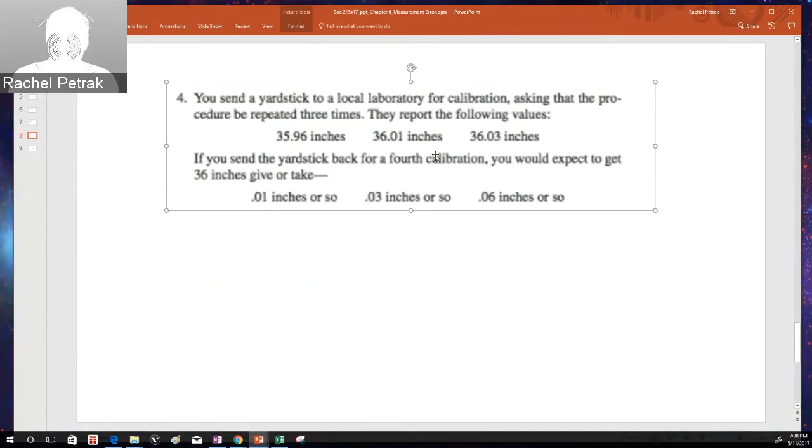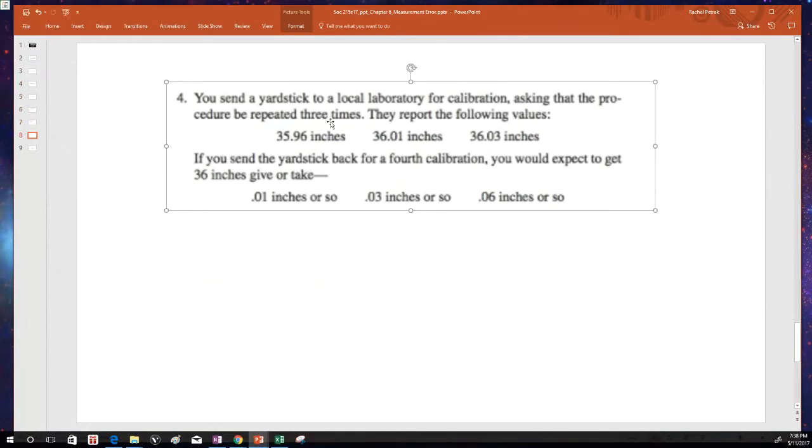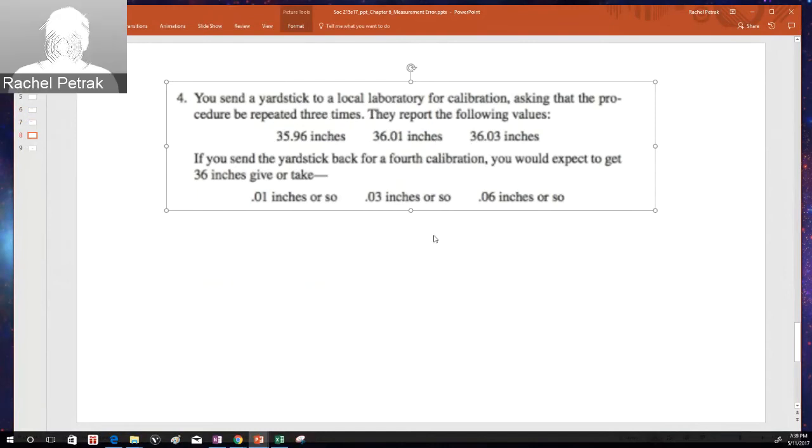Well, to answer this, we need to first look at the amount of deviation in our first 3 values. So we should get a mean of these values, and then we could get the deviation from the mean. Eyeballing this, I can see the mean would be 36 inches, approximately, whatever the exact mean is.